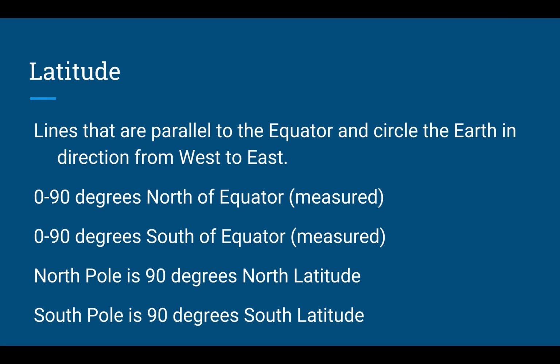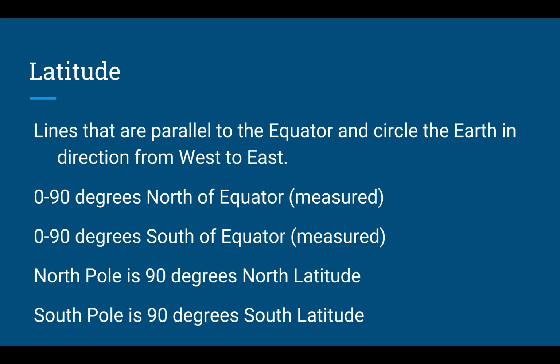Okay, so latitude. Now I need you to write all these points down on your notes, but I need you to really pay attention to this also. Latitude are lines that are parallel to the equator, and they circle the Earth in directions from west to east. So going back to math class, we're going to do a little bit of math here. If a line is parallel to another line, that means it will never, ever intersect or run into each other. They are equal distance apart from each other.